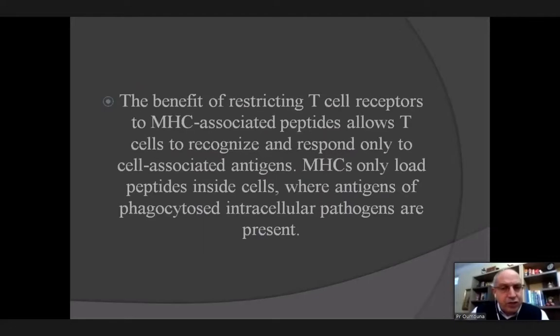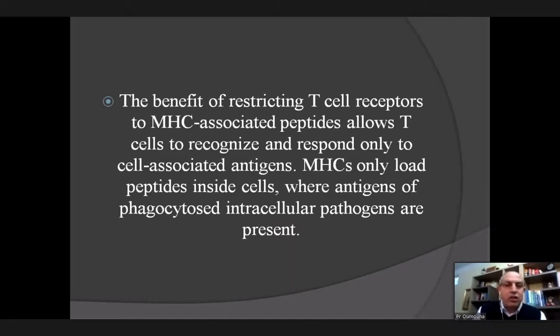The benefit of restricting the T cell receptor to MHC-associated peptide is that it allows T cells to recognize and respond only to cell-associated antigen. MHC only loads peptide inside the cells where antigen of the phagocyte or intracellular pathogen is present. So only there is this association, or collaboration, between antigen-presenting cells and T cells through the MHC that are bringing the peptide and presenting it to lymphocytes.